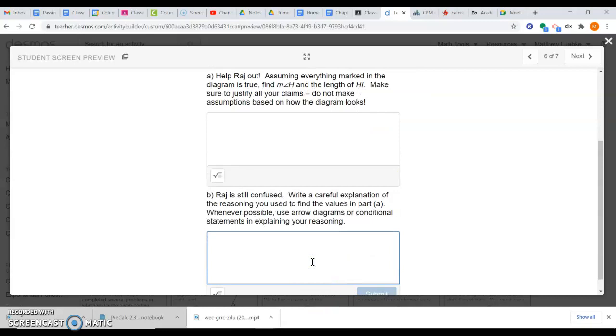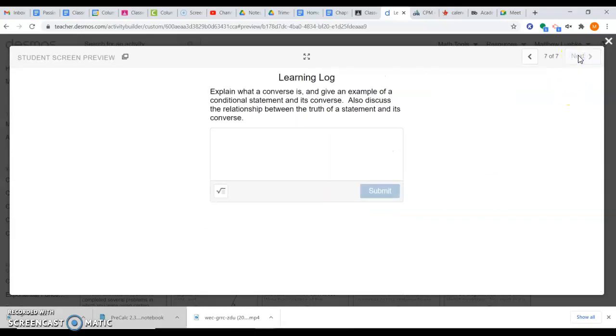Again, we're working into a lesson about proofs, or a chapter about proofs, where we're going to have to be as specific as possible. This is a good place to practice. Lastly, you have your learning log, and it's going to just be remembering what converses are and explaining what a converse is and how we can use them. Okay, that's it for today's lesson.